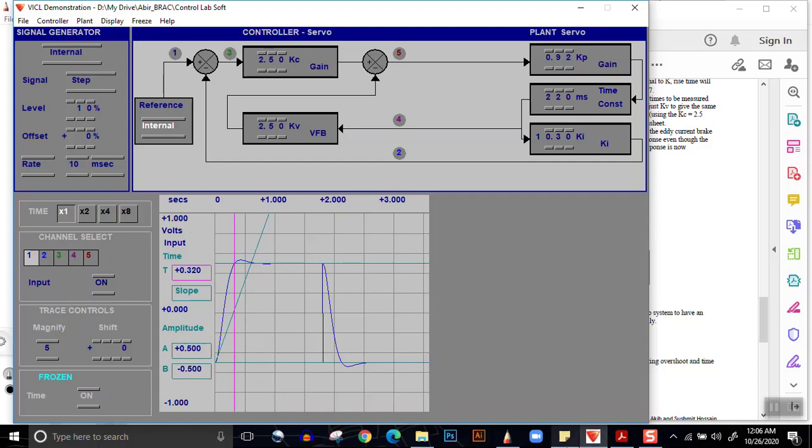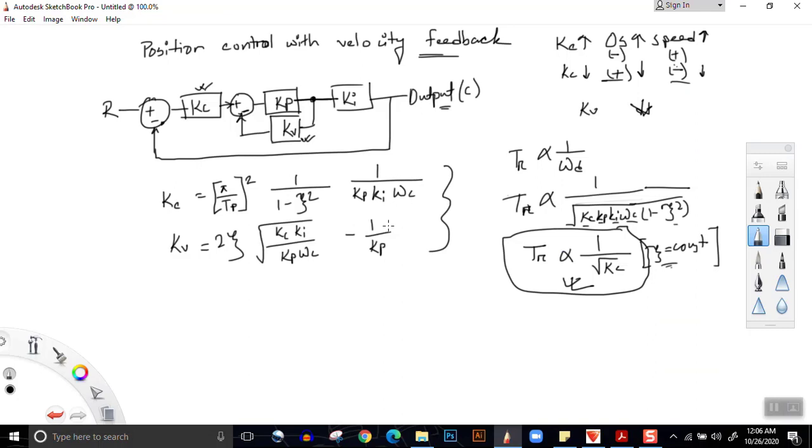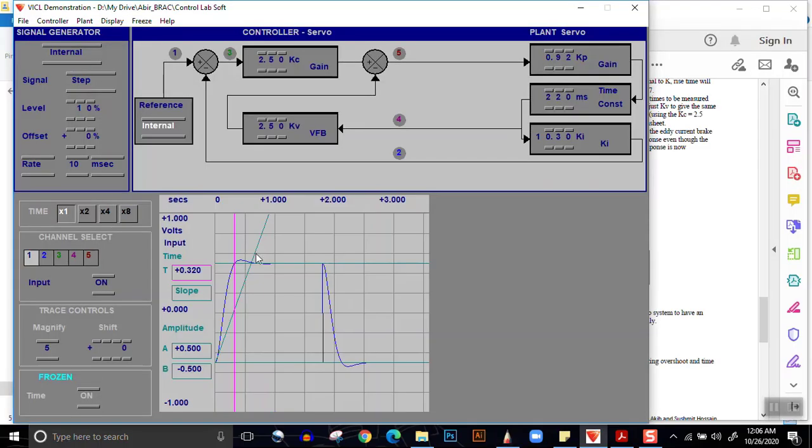So rise time is 0.32. And our value of Kv is 2.5. So Kc is equal to 2.5, Kv is equal to 2.5, Tr is equal to 0.32. Let us look at it again. Yes, Tr is equal to 0.32.